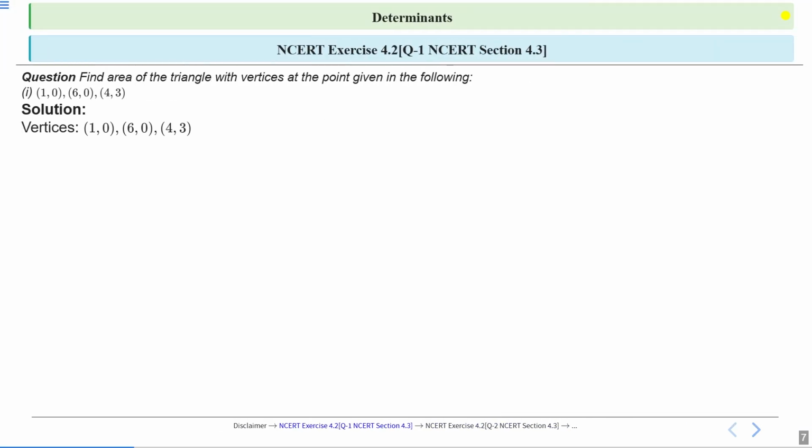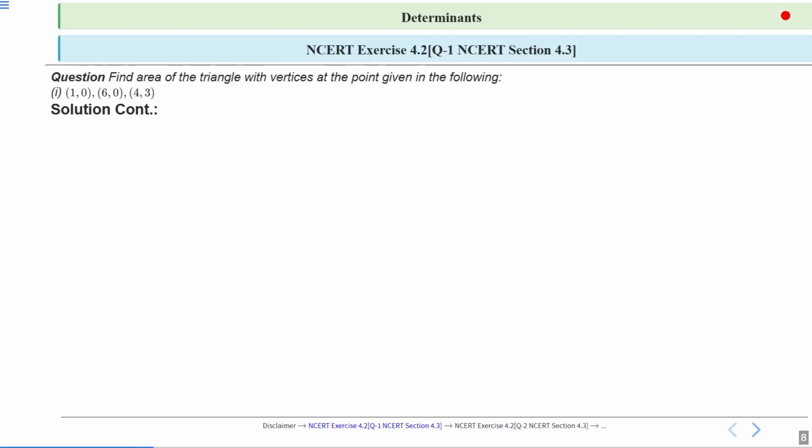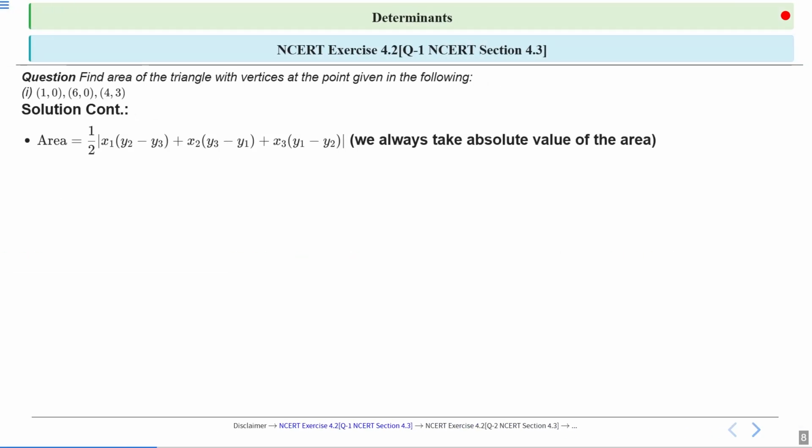So the given vertices are 1 0, 6 0 and 4 3. By using method 1, for these vertices we can assign x1 y1 as 1 0, x2 y2 as 6 0, x3 y3 as 4 3. And now plug this into the formula, and the formula is area is equal to 1 by 2 mod x1 into y2 minus y3, plus x2 into y3 minus y1, plus x3 into y1 minus y2.